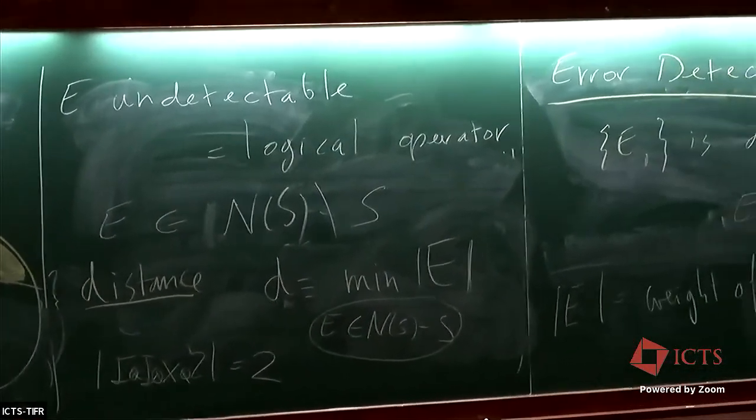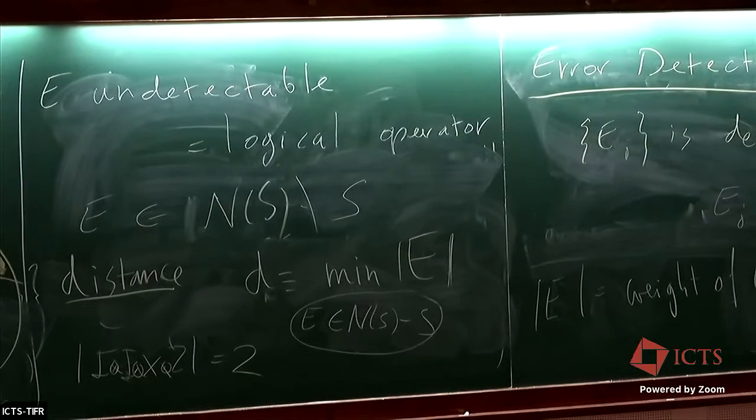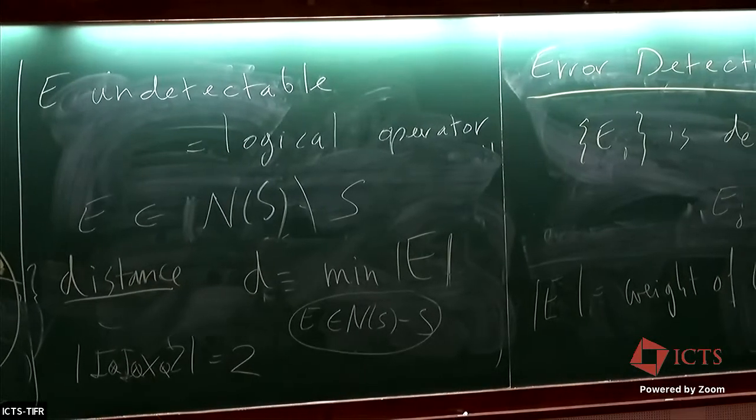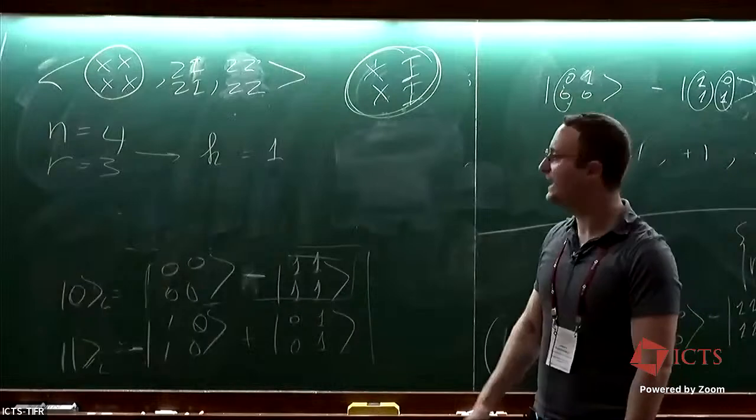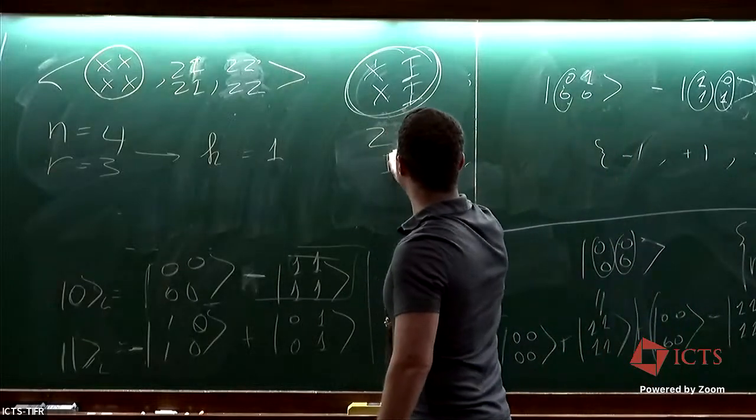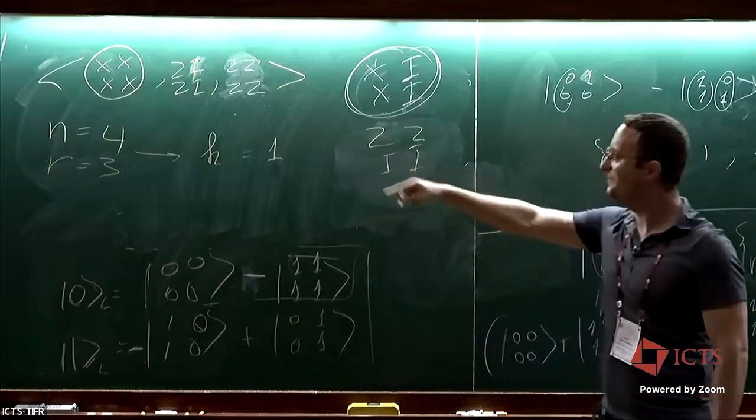I got the question. Let's see. To answer this question, let's find another operator that is in NS. For example, the logical Z operator. What would that be? Hint, it's comprised of Z's. Yes, good. Z, Z, I. Again, it commutes with all of these.